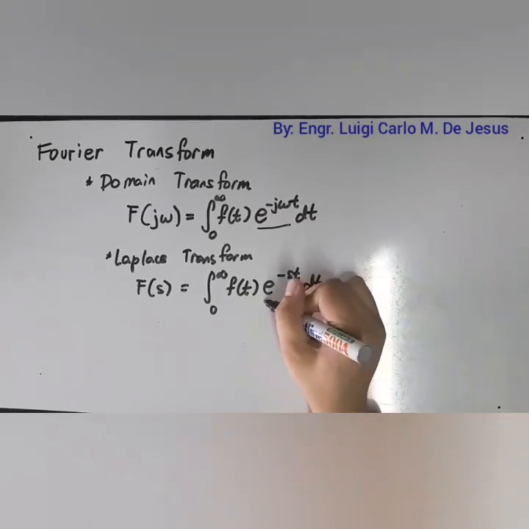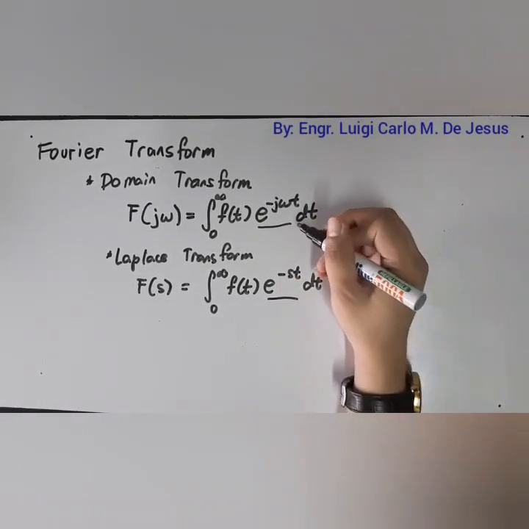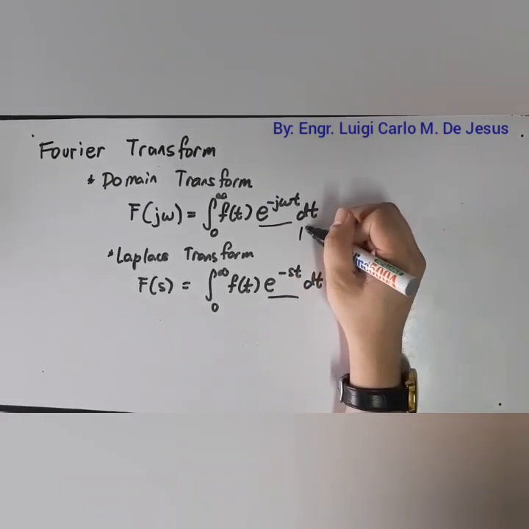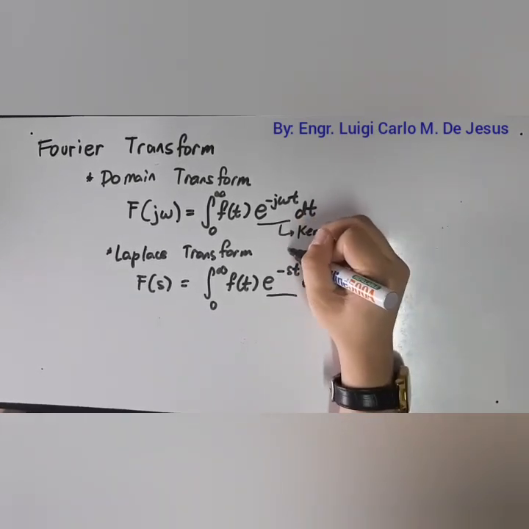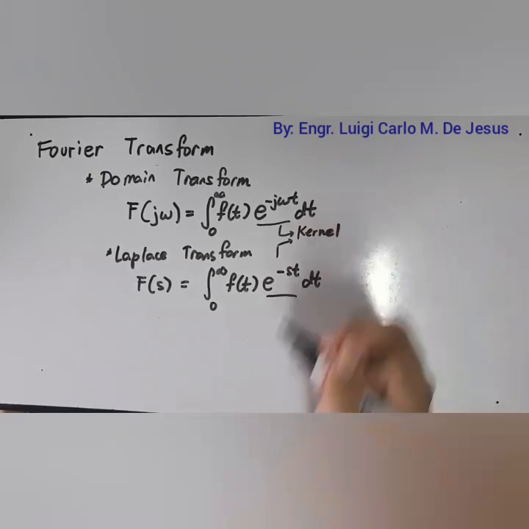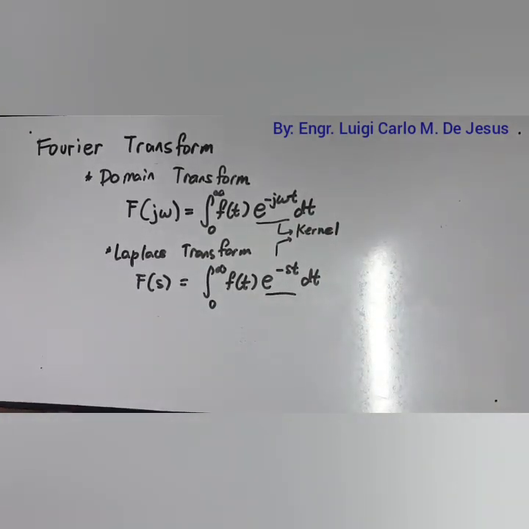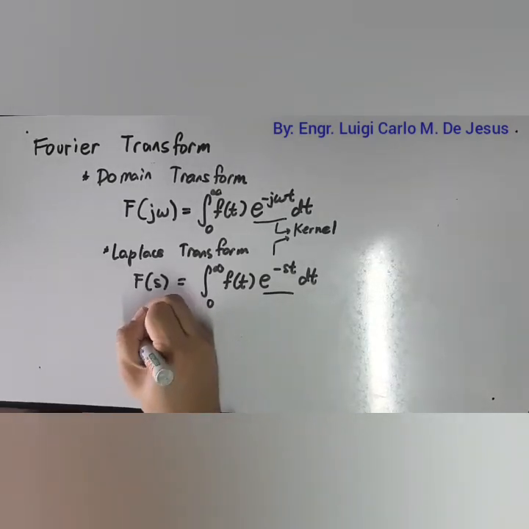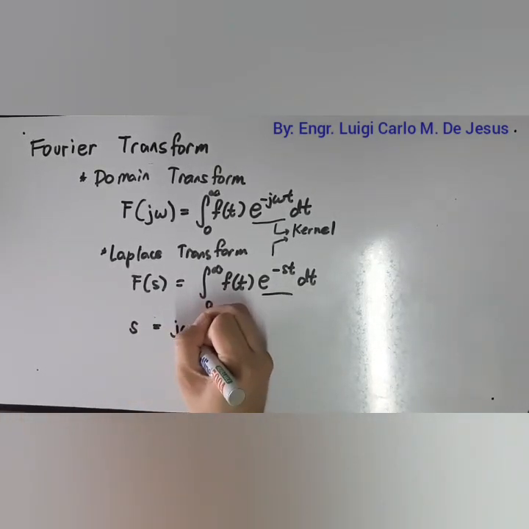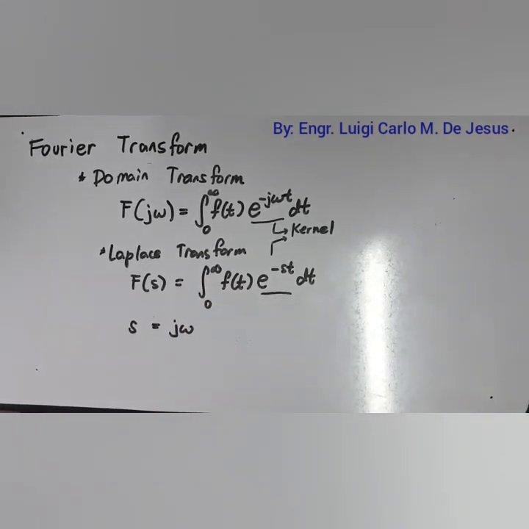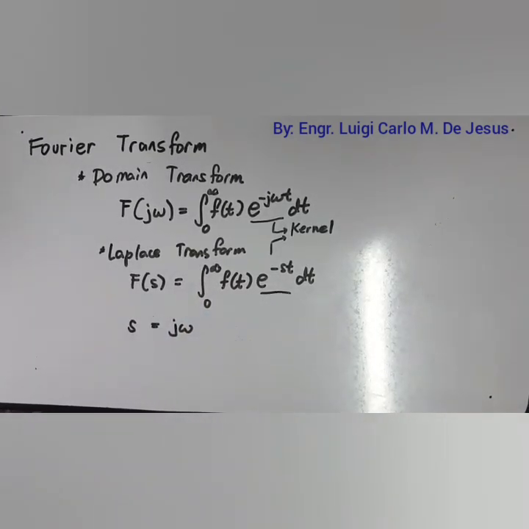If you will notice, they both have e, or the Euler exponent, as the kernel of the transform. Now, look at the exponent of e. You will notice that if we substitute the s of the Laplace by j omega, we get the Fourier transform already.